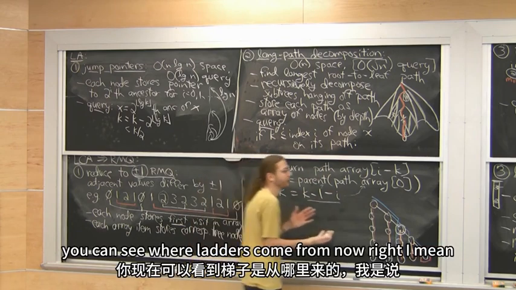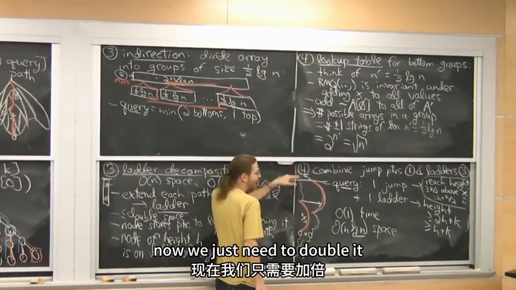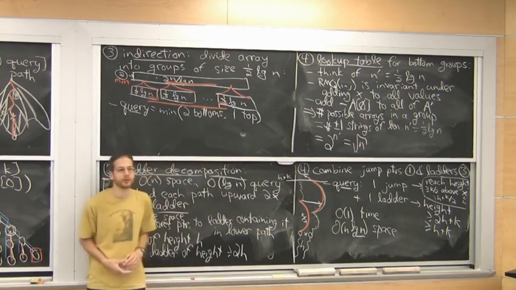You can see where ladders come from now, right? I mean, we got up to height k over 2. Now we just need to double it. Hey, we can afford to double every path, but I think we need to. Other questions?